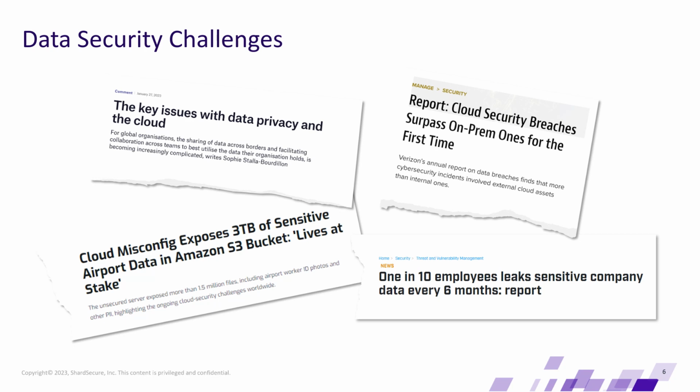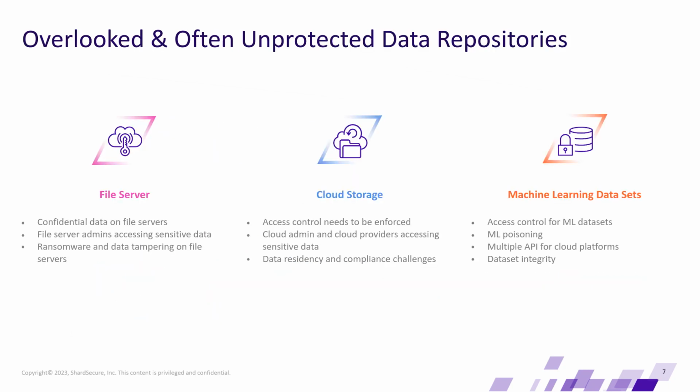That's huge exposure, and that's a huge area of risk for organizations. So when we look at where that data is sitting, it's sitting in a number of places that are often overlooked and often unprotected. So it could be file servers, for example, holding confidential information. It could be cloud storage, for example, where now there's misconfigurations, but also the admins have access to that data just by virtue of having to maintain that infrastructure. But in reality, they really shouldn't have access directly to the data.